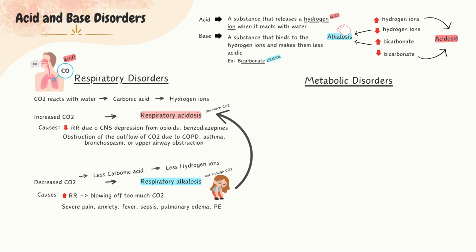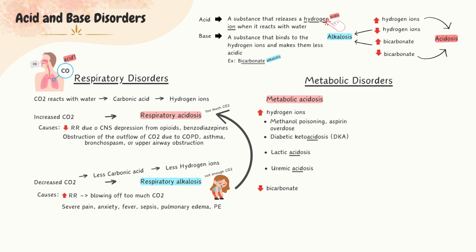For example, metabolic acidosis is a result of either gaining too much hydrogen ions or losing too much bicarbonate. You can gain too much hydrogen ions from toxins such as methanol poisoning and aspirin overdose. You can also have too much hydrogen ions from metabolic disorders such as diabetic ketoacidosis, lactic acidosis, and uremic acidosis. With diabetic ketoacidosis, the body does not have enough insulin to use glucose for energy. As a result, the body breaks down fat for fuel, producing ketones as a byproduct.